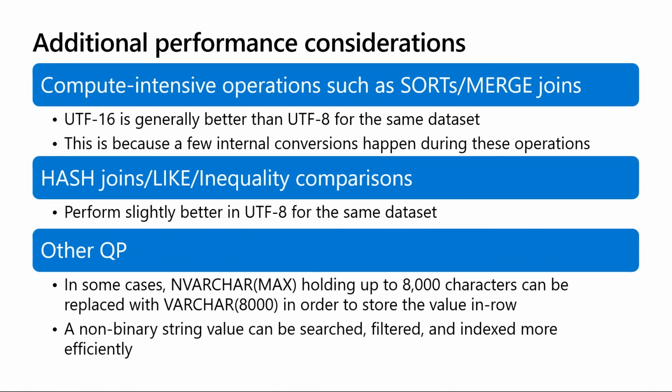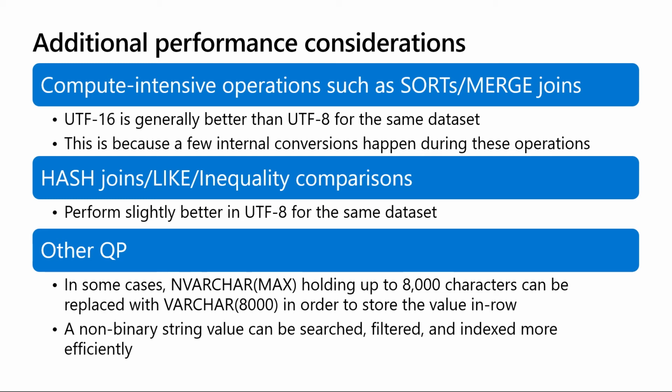A few other performance considerations. When you're doing compute-intensive operations such as sorts or merge joins, we've seen that UTF-16 is generally marginally better than UTF-8 for the same data set. And this has to do with some internal conversions that we have to do during these operations. For hash joins, like or inequality comparisons, these perform slightly better in UTF-8, again for the same data set.